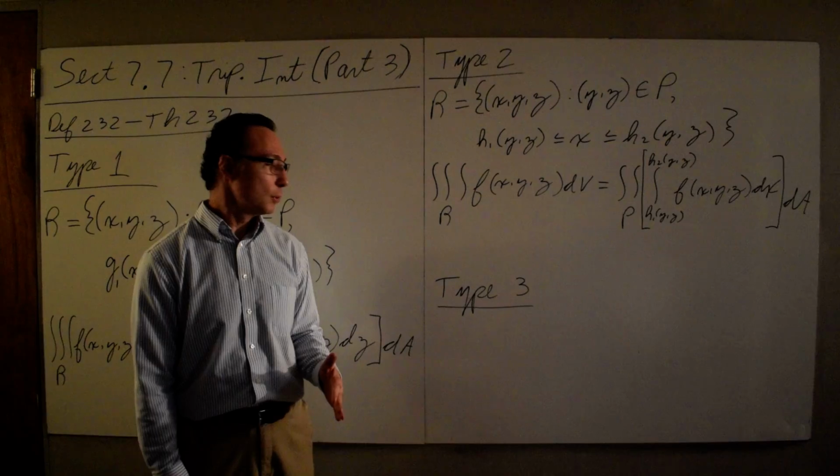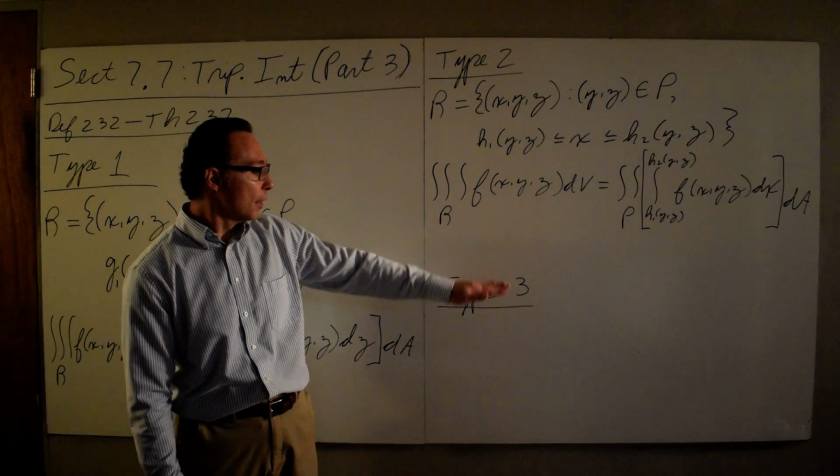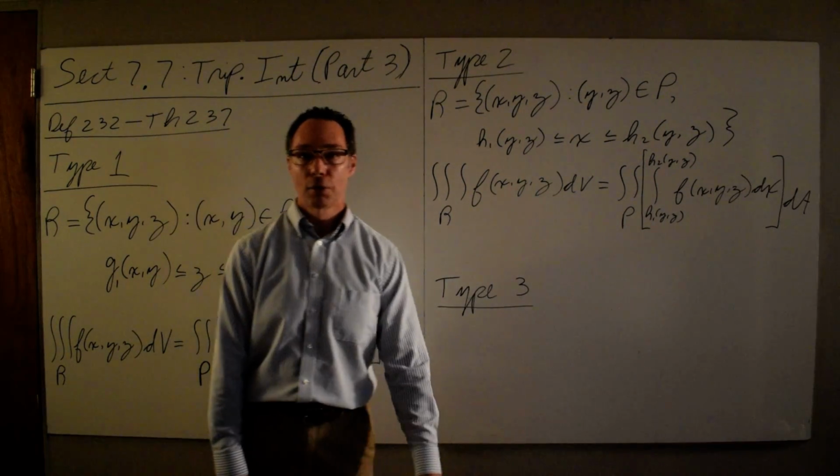So you can understand what a type 3 region is just from what type 1 and type 2 are. Also, it is in your notes. In the type 3 region, I do have the details of what it is written out in the notes, as well as the details of integrating right here.